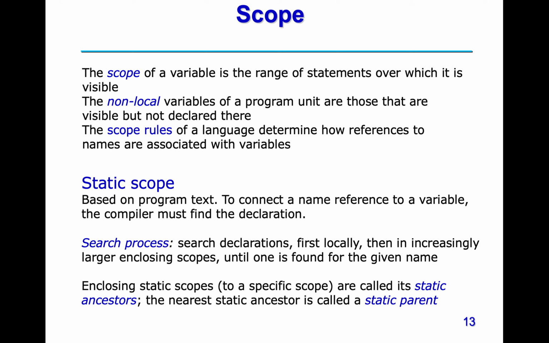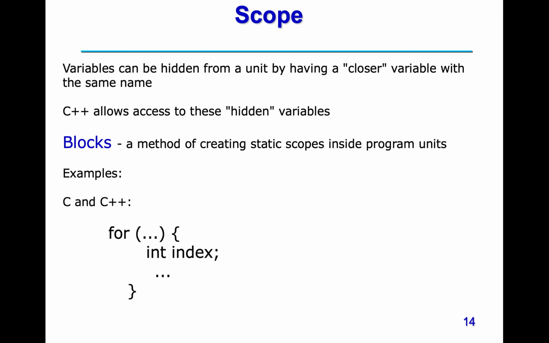You don't have to know the search process at all, but for languages that support non-local scope, you actually have to come up with a search process in order to resolve what these particular variables actually mean. What values are they storing? So enclosing static scopes to a specific scope are called the static ancestors. The nearest static ancestor is the static parent. Don't worry about that. I'm never going to ask you anything about search processes for scope.